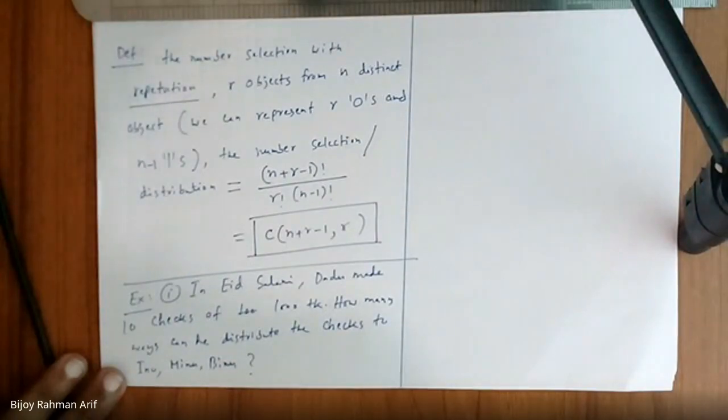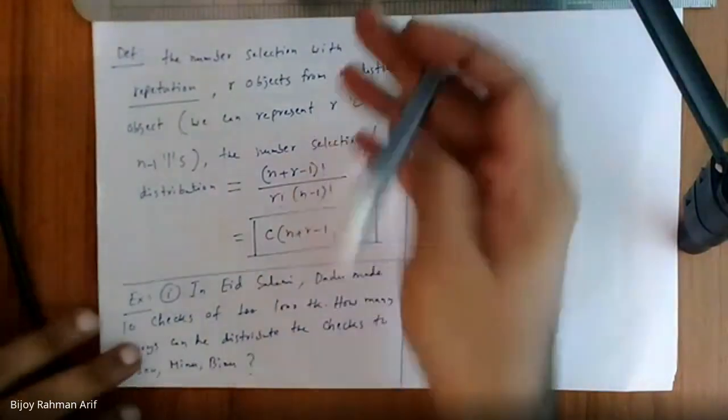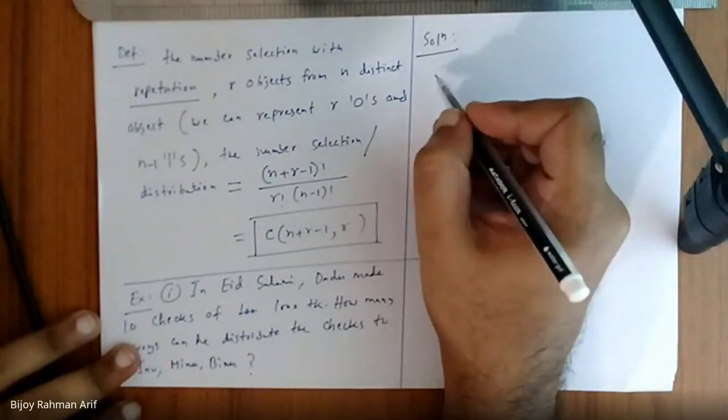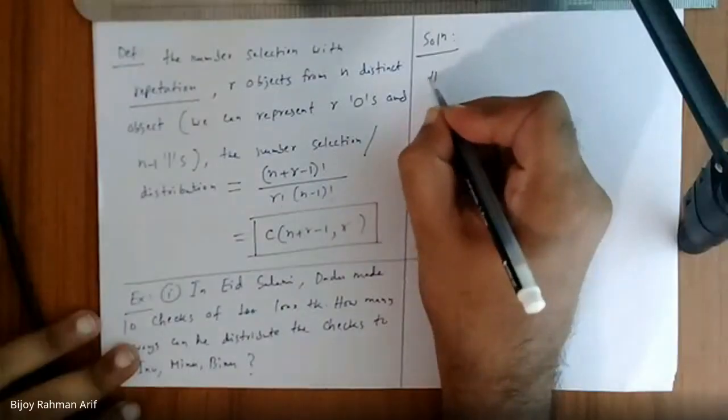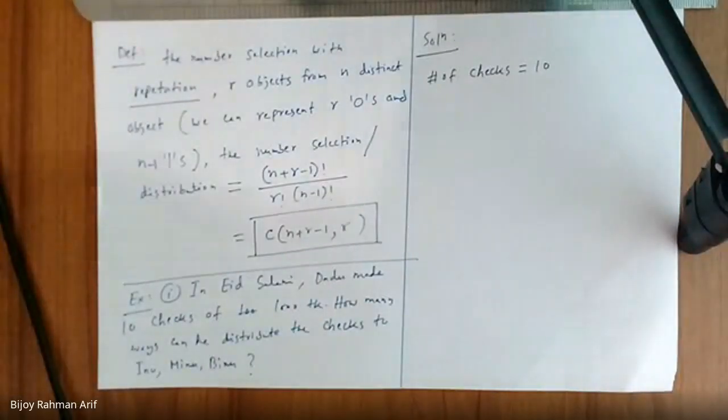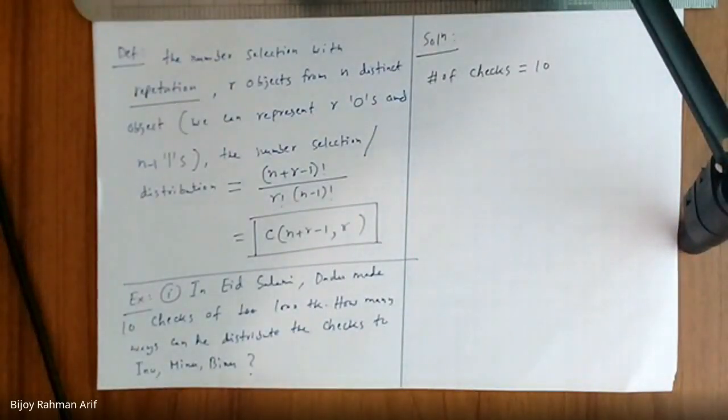আসলে 100 টাকা বলা উচিত ছিল, যাই হোক। তো কিভাবে করা যায়? তাই সলিউশন, নাম্বার অফ চেকস কত? Number of checks equal to 10. Good. তাহলে এখানে আইটেম কোনটা আর স্টিক কোনটা, আর বল কোনটা?